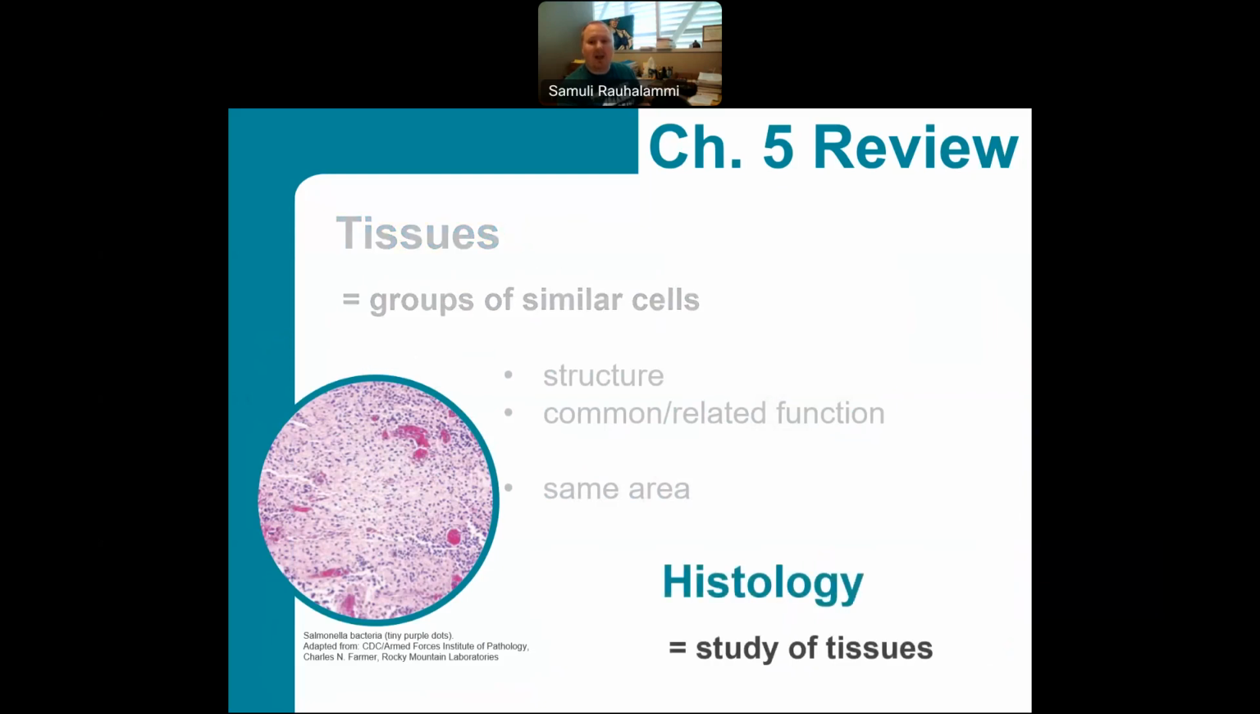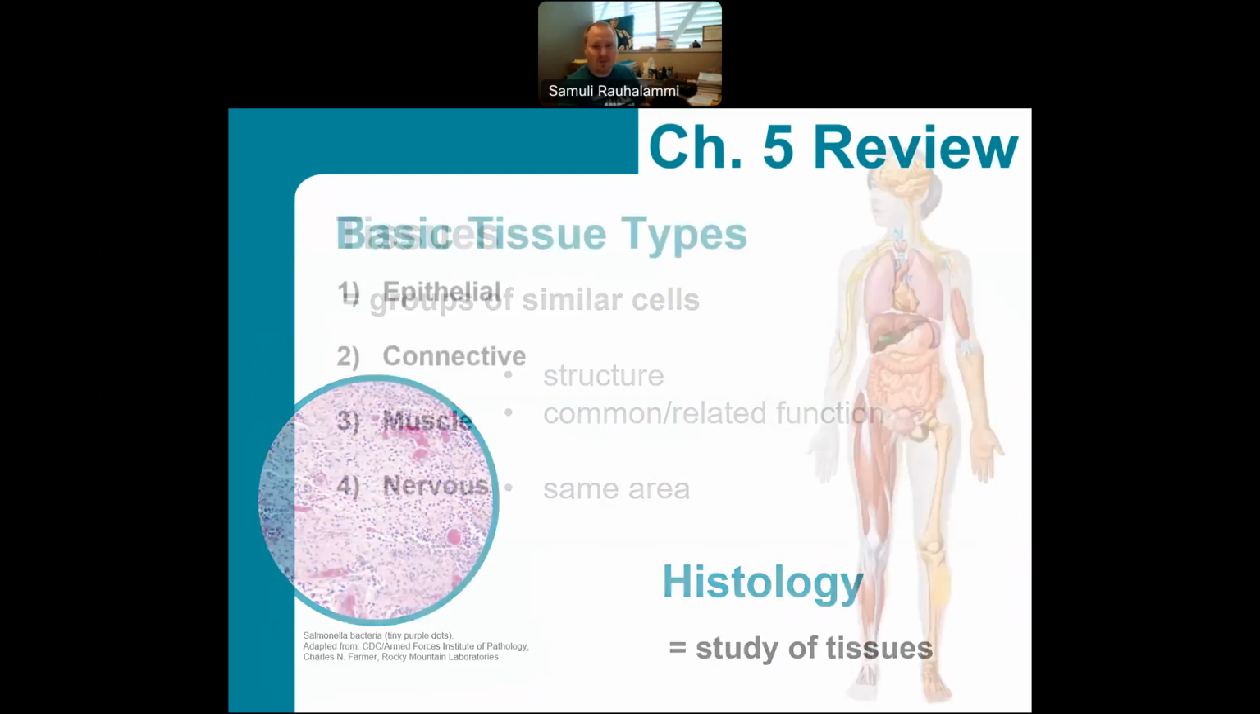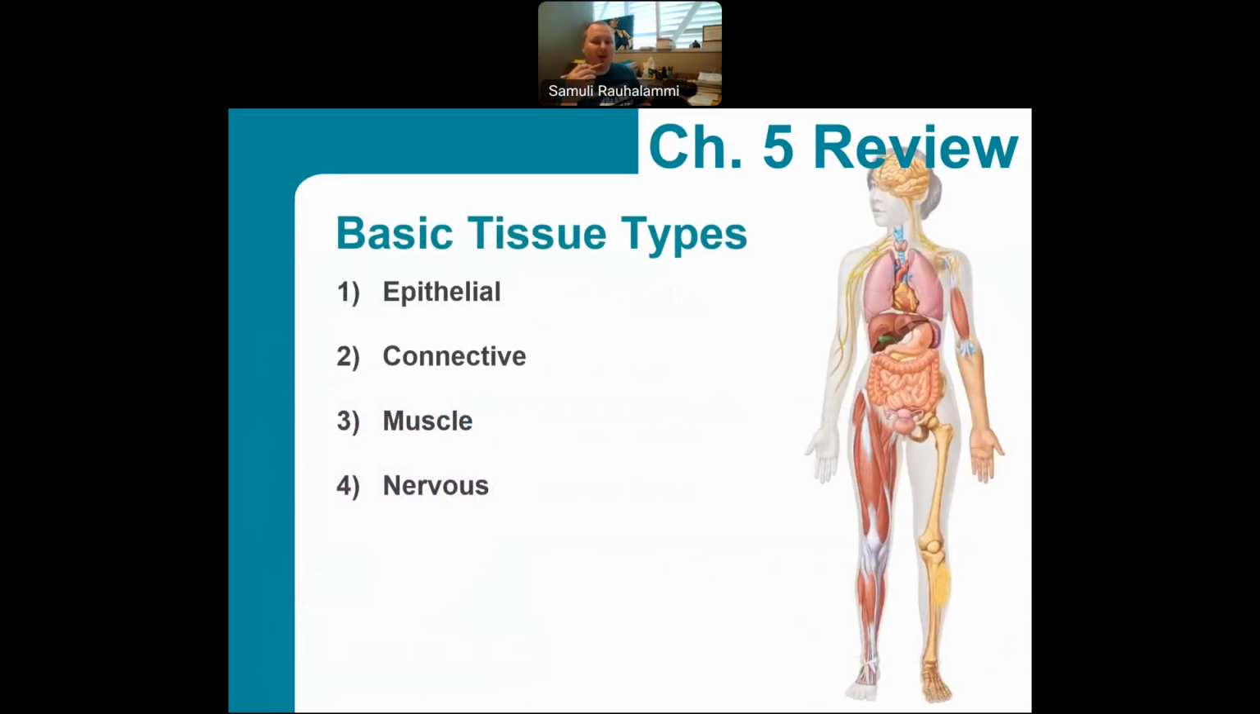Again, the term that I'm highlighting here is histology, which refers to the study of tissues. So even though there are many different tissue types, we can classify the basic tissue types into four main groups that are the four main tissues that I want you to be aware of. We'll talk a little bit about epithelial tissues, connective tissues, muscle tissues, and nervous tissues.